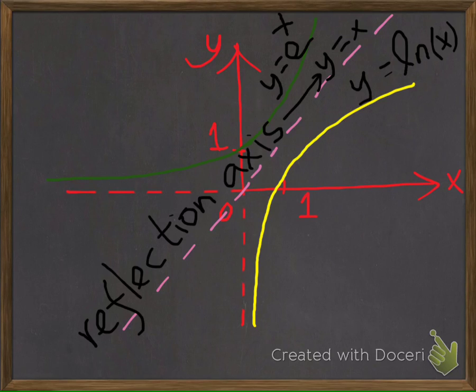From the yellow graph, which indicates the graph of the natural logarithm function, we make a reflection along the line y equals x to get the green curve, which indicates y equals exponential of x. This graph can be treated as the definition of an exponential function, namely the exponential function of x is the inverse function of the natural logarithm function.